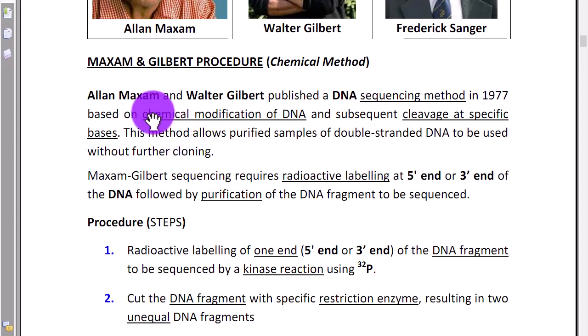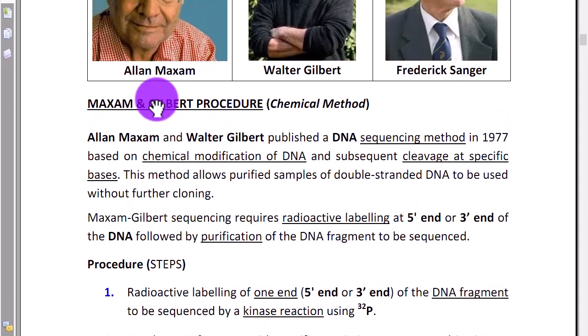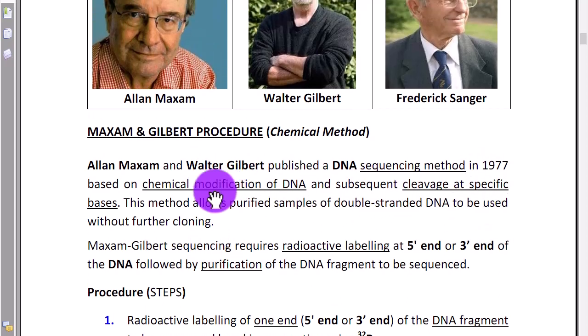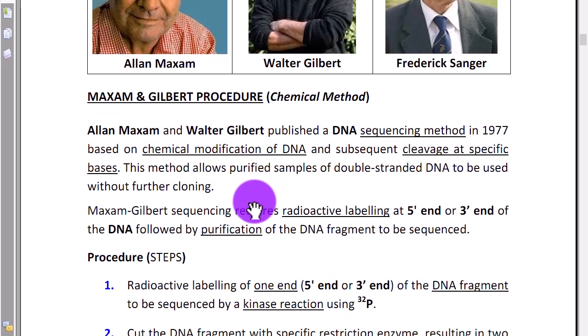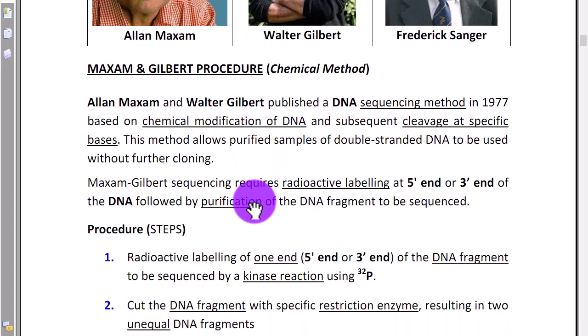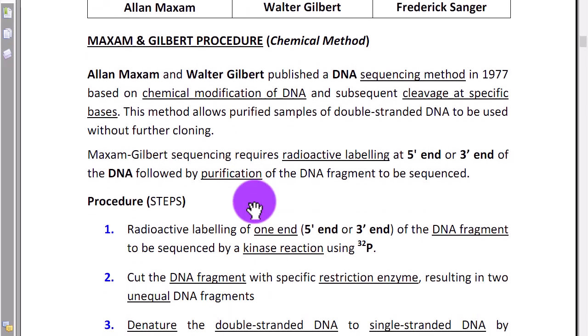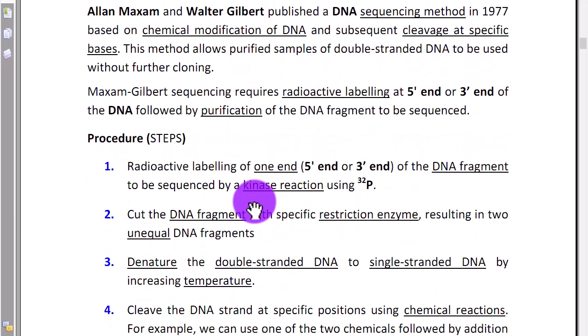Allan Maxam and Walter Gilbert published the DNA sequencing method in 1977. Based on chemical modification of DNA and subsequent cleavage at specific bases, this method allows a purified sample of double-stranded DNA to be used without further cloning.